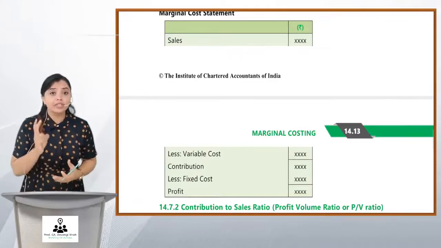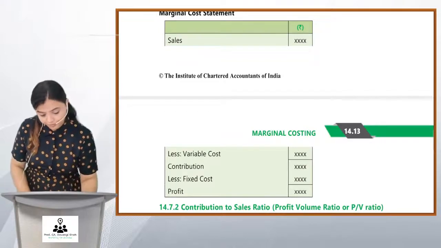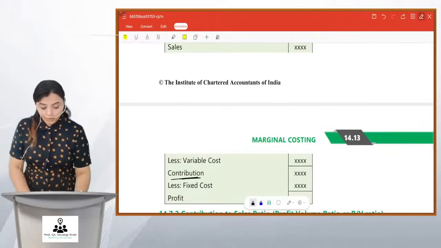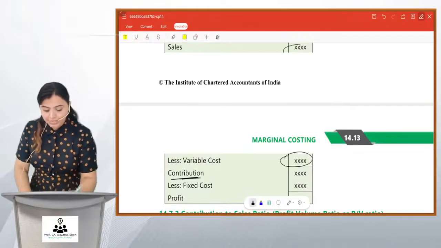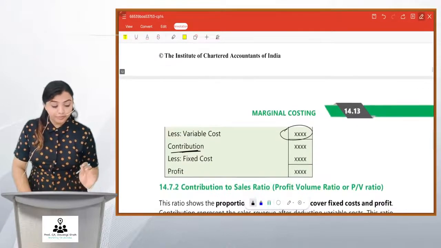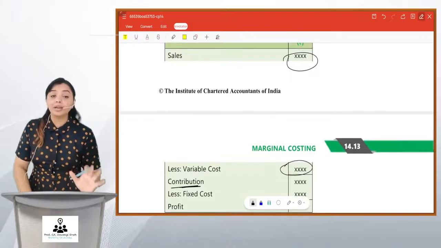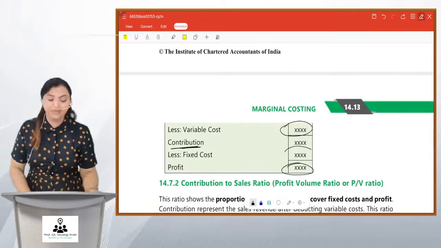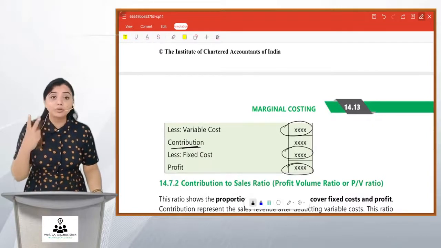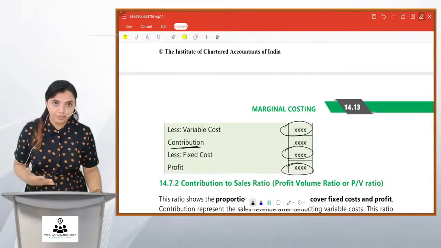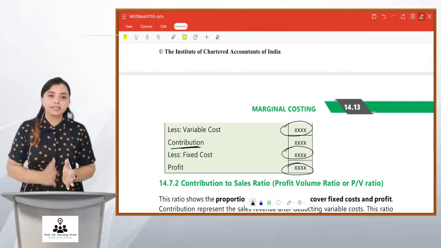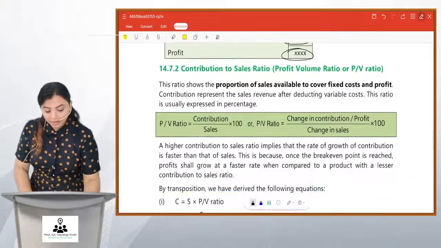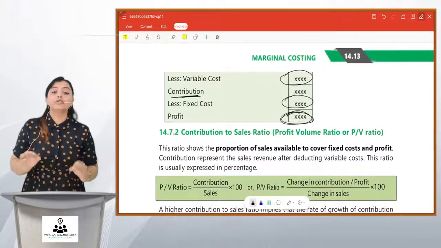So with this, we get two formulas for contribution. Contribution would be equal to sales minus variable cost, or it would be profit plus fixed cost. So friends, here we get two formulas for contribution: sales minus variable cost and profit plus fixed cost. And then we get this contribution in rupees.